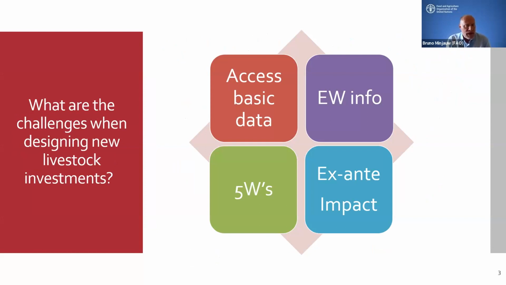The first one is to access basic data. If you land in a country, how many animals are we having there? What are the production systems? What are the populations? All this basic data is not always easy to put your hand on. Secondly, if there are any shocks, do we have any early warning information so that we get prepared and can have a very quick answer?